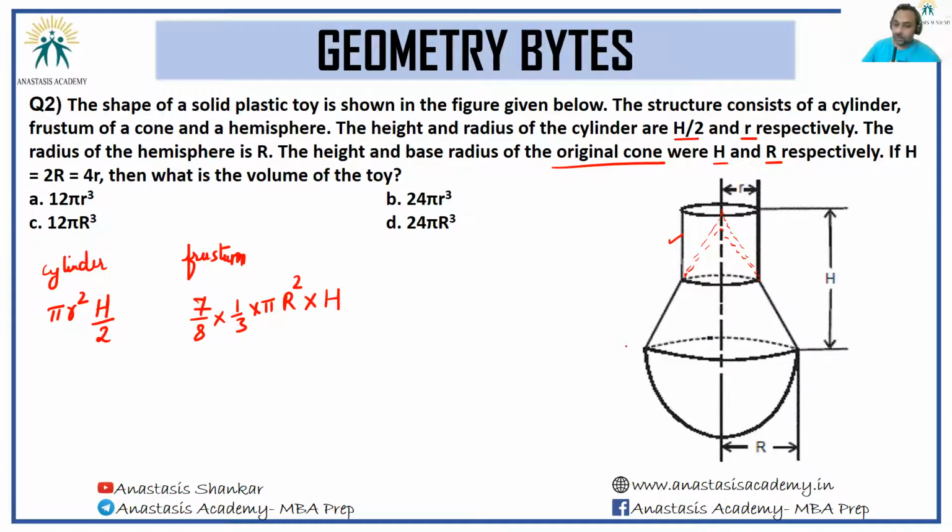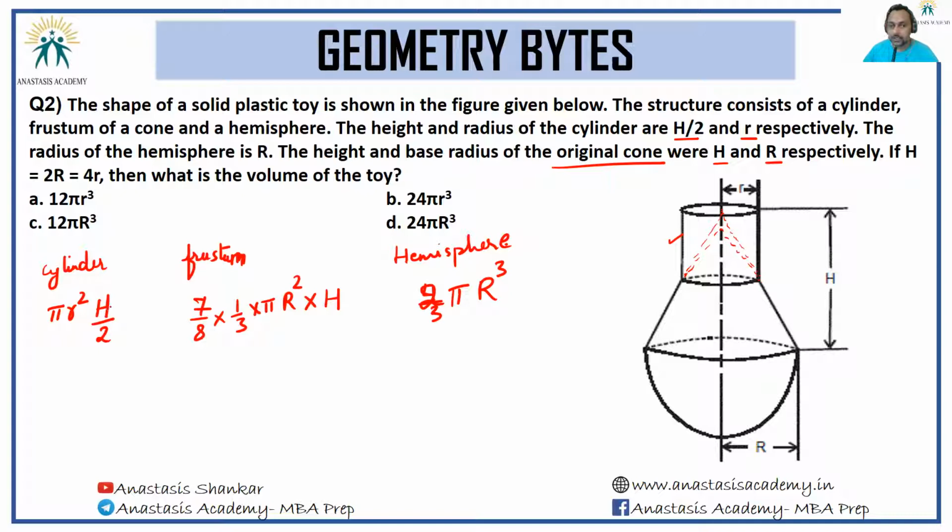Let us now go to hemisphere. Hemisphere is fairly simple to manage. Volume is given by 4 by 3, so not 4 by 3, 2 by 3 pi r cube. Okay. At this time, when you look at the options, you realize everything is either in small r or capital R.